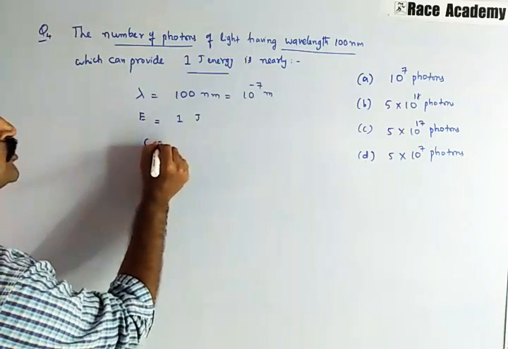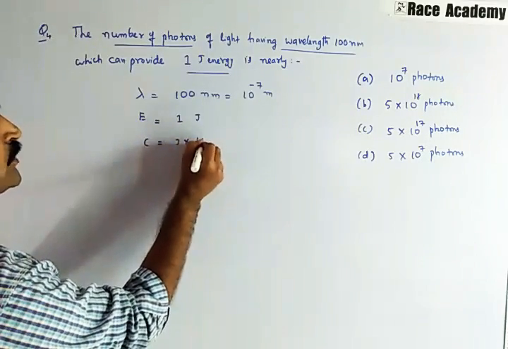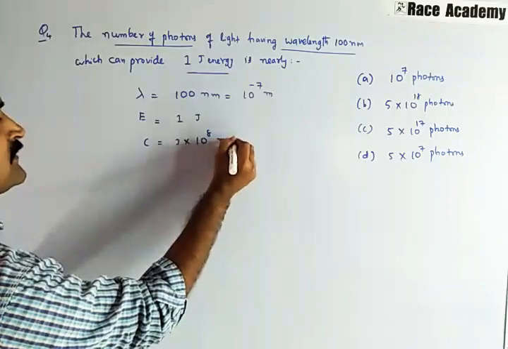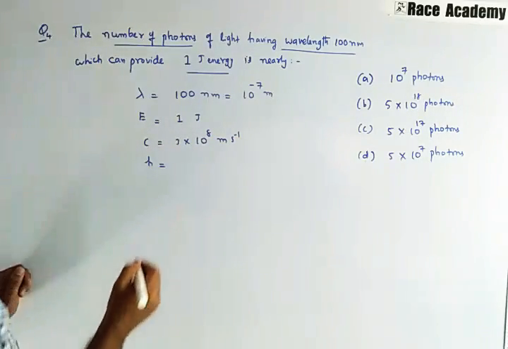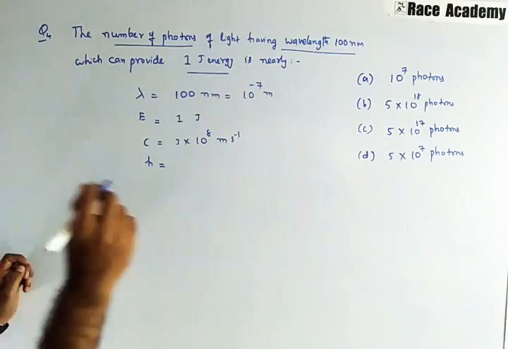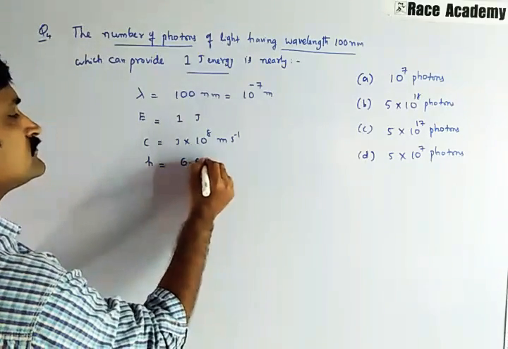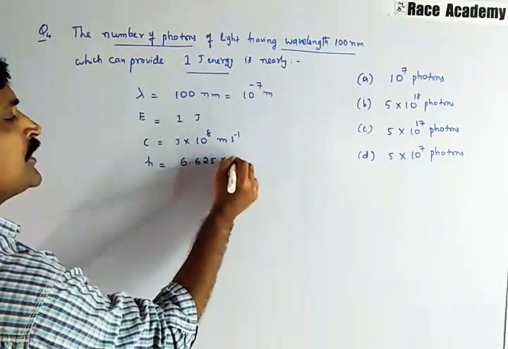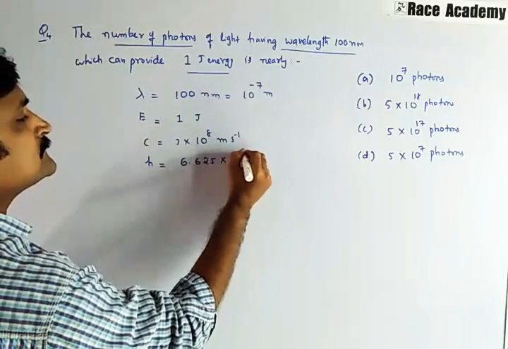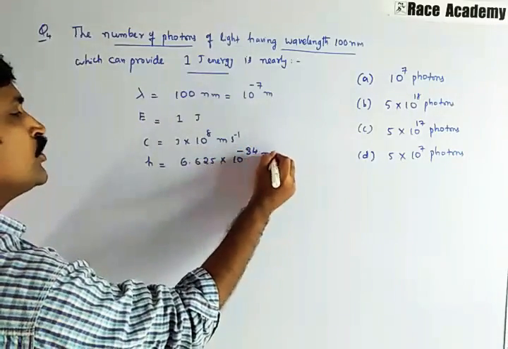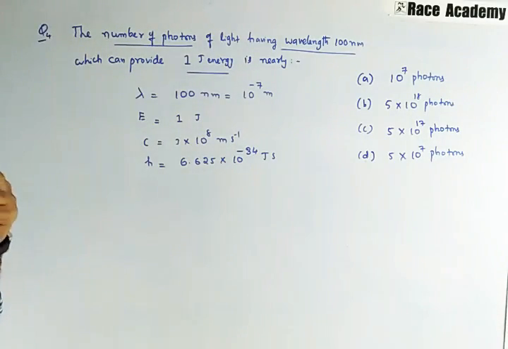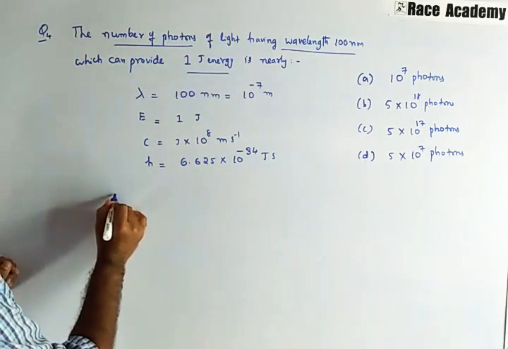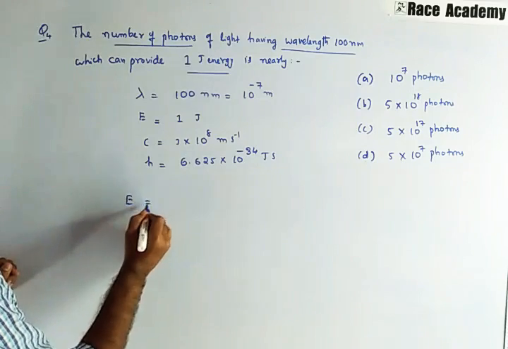And C value, as you all know, that is 3 into 10 to the power of 8 meter per second. H value, we know that is 6.626 into 10 to the power of minus 34 joule second, that is the value. Now what is the formula for the number of photons?